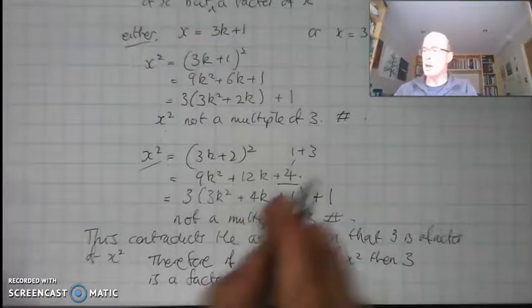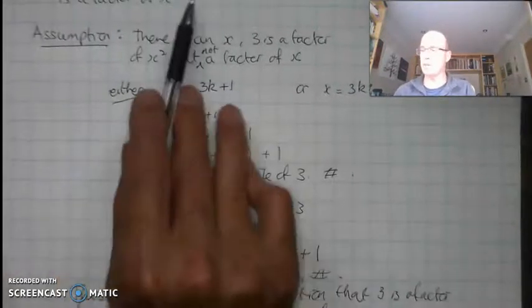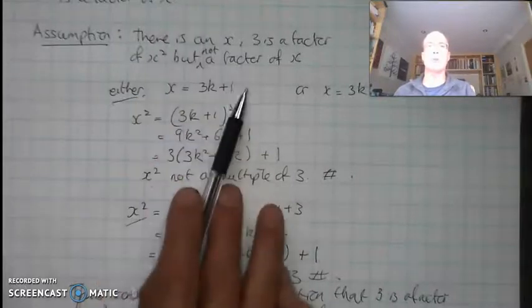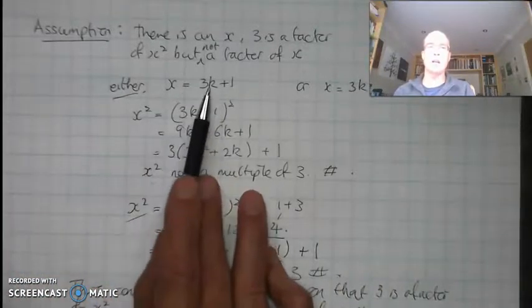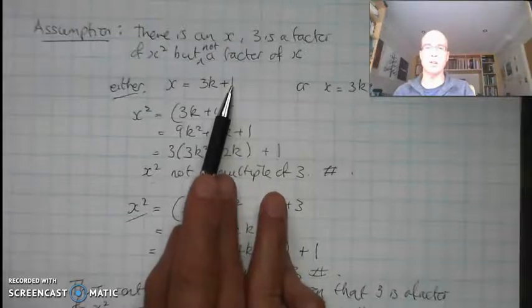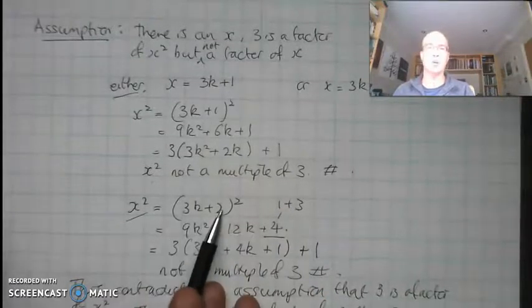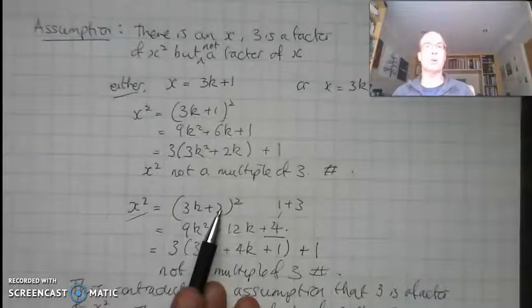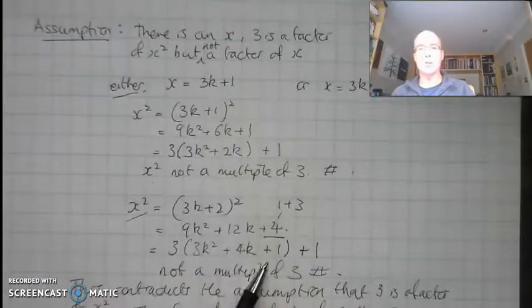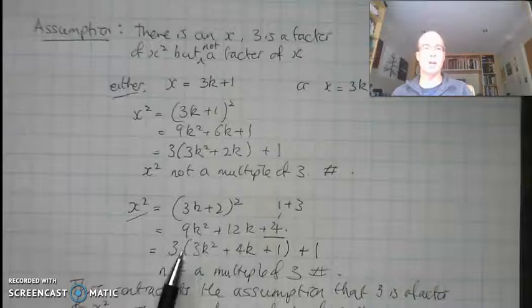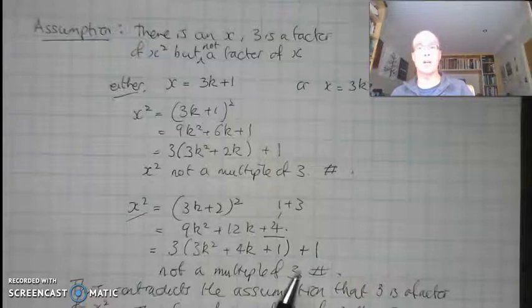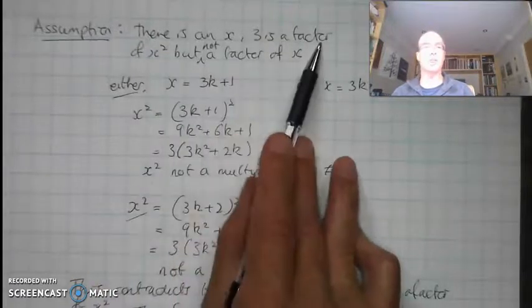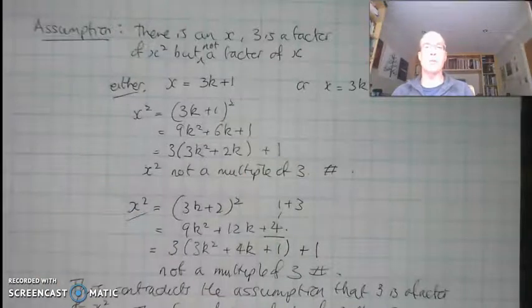So we use that fact within our proof of proving that root 3 was irrational. If you want to prove it, you can actually use proof by contradiction. We had to consider two options: x being equal to 3k plus 1 if 3 wasn't a factor of it, and the other option of 3k plus 2. That covers all the possible numbers, integers, that have not got 3 as a factor. Under both of those cases, we achieved our contradiction that x squared was not a multiple of 3, so that contradicted the assumption that 3 was a factor of x squared, got the contradiction, and we've proven that point.